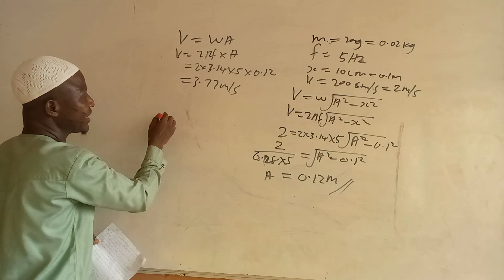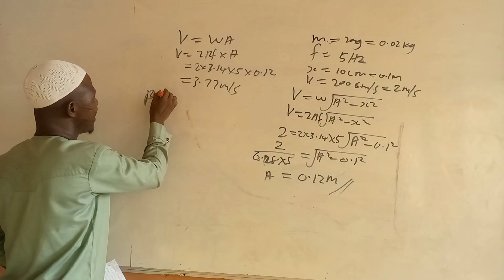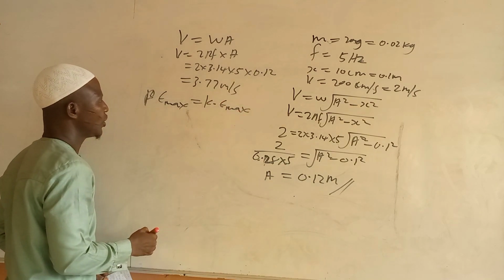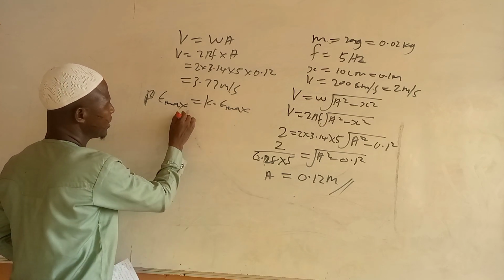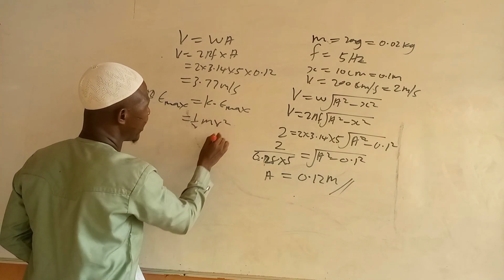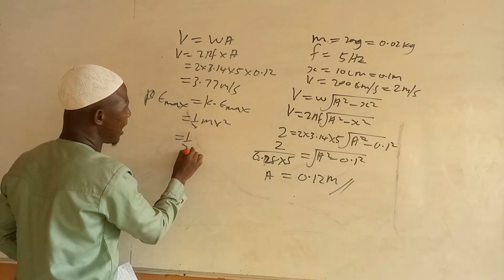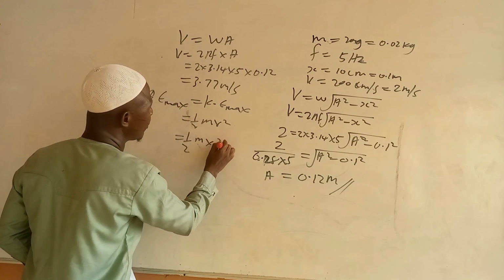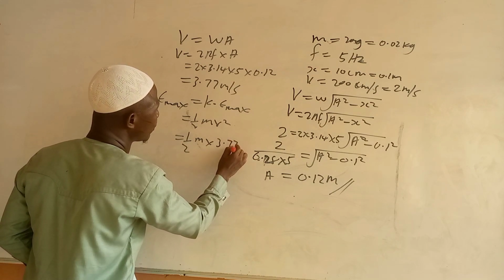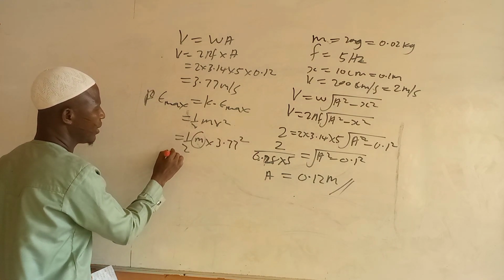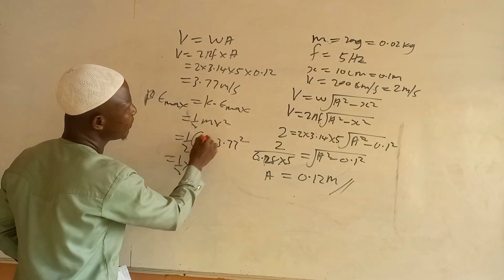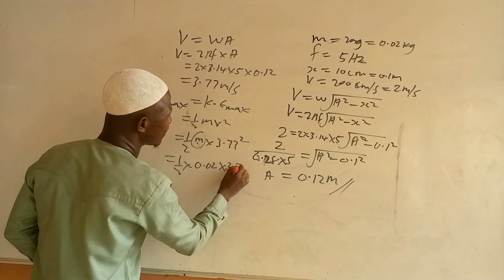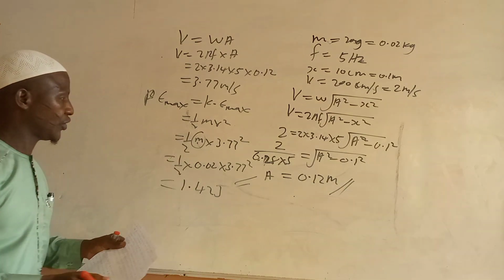Then the next question there is potential energy. So in that case, maximum potential energy, PE maximum is equal to KE maximum. The parameter to get KE is given, which is equal to half m v squared. Then what is v? Mass is given. v, we have gotten it. This is our v, that is 3.77 squared. Then substitute for the value, which is equal to 1/2 times m, our m is 0.02, times 3.77 squared, which gives 0.142 joule. So that is the end of this question.